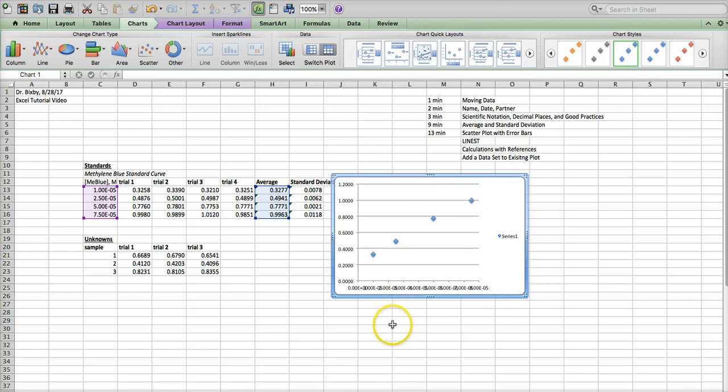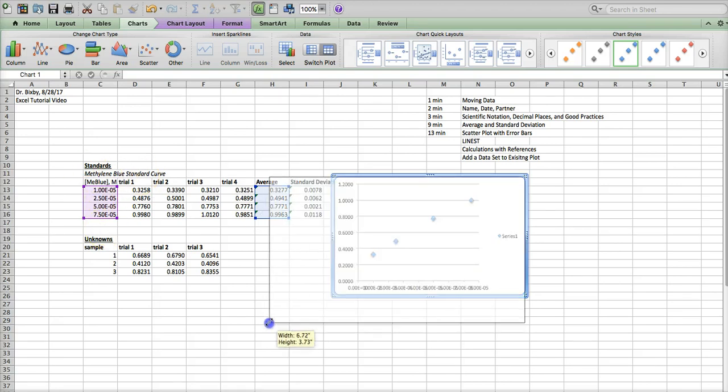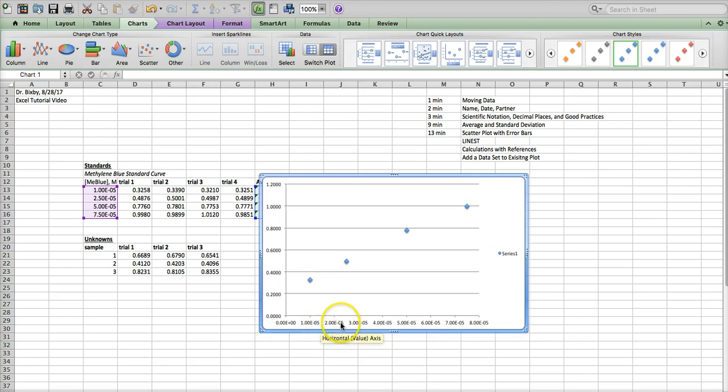That's amazing. Okay. I will point out that you'll notice the scale here goes from 0 to about 1.2. That looks like the average value here, the average absorbance value. That is what I want to be on the y-axis, and I want concentration on the x-axis. I'm going to make this a little bigger here so we can see our numbers. Okay, we'll change some of these things so we can see everything.